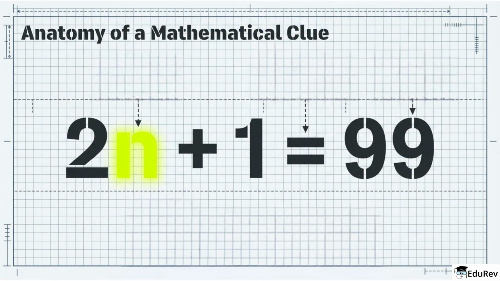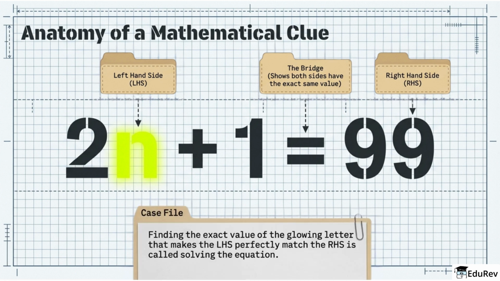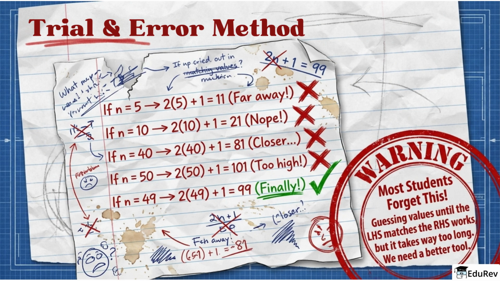Now let's look at the structure of an equation carefully. The left side is called the LHS. The right side is called the RHS. And the bridge, that is the equal to sign in the middle, shows that both sides have the same value. If we want to solve the equation, we must find the exact value of the hidden letter that makes both sides match perfectly. Sometimes students try random values again and again.